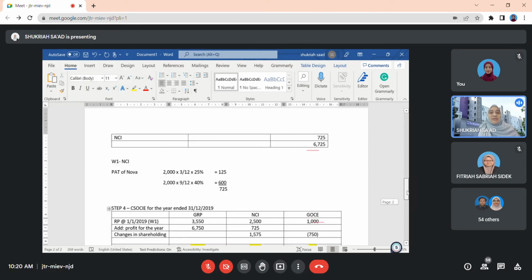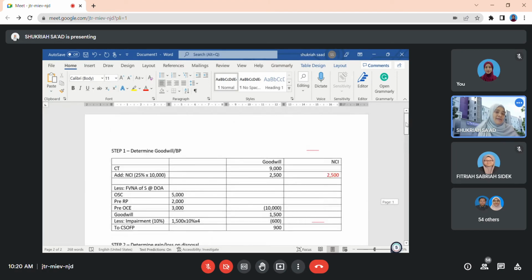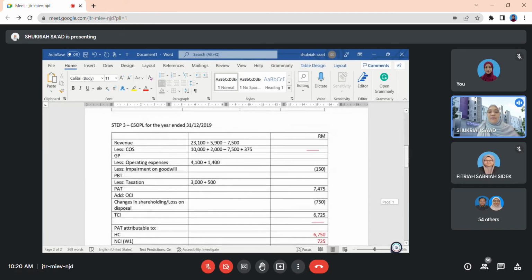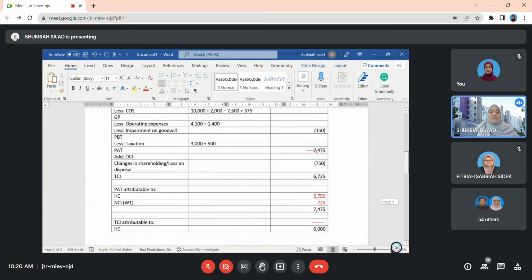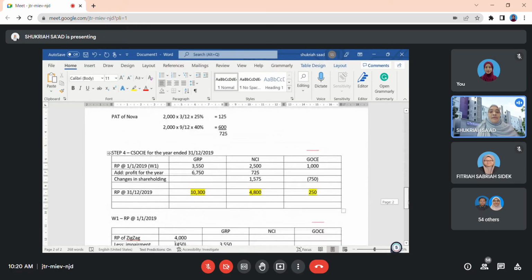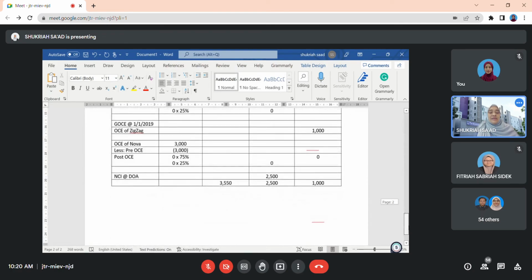Okay. Macam ni you final nanti macam ni lah. Ini dah macam soalan final dah menjawab ni. Okay. Cuma tak ada associate saja. Okay. Dah balance. Okay.